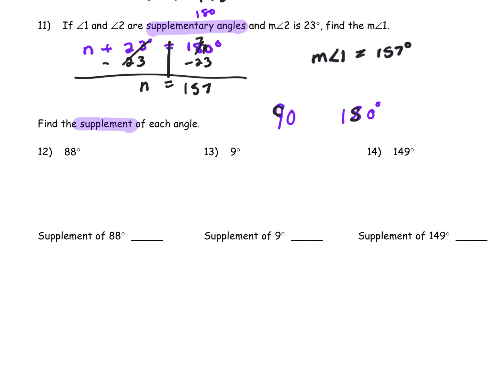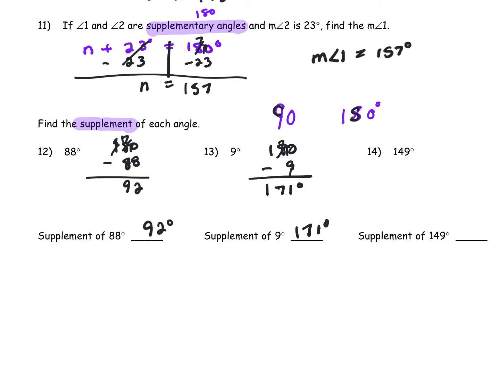If I look at this, it just says the supplement. Again, we don't have to involve variables as long as you know that supplementary angles are 180 degrees. They've given us one of the angles, so we're going to subtract 88 from 180. Again, we need to borrow. This would be 2. We have to borrow again. And so this should be 92 degrees. 92 degrees is the supplement. The next one, the supplement of 9 degrees, we would take 180 degrees minus 9 degrees. Again, we'll borrow, and we're going to get 171 degrees is the supplement of 9 degrees.